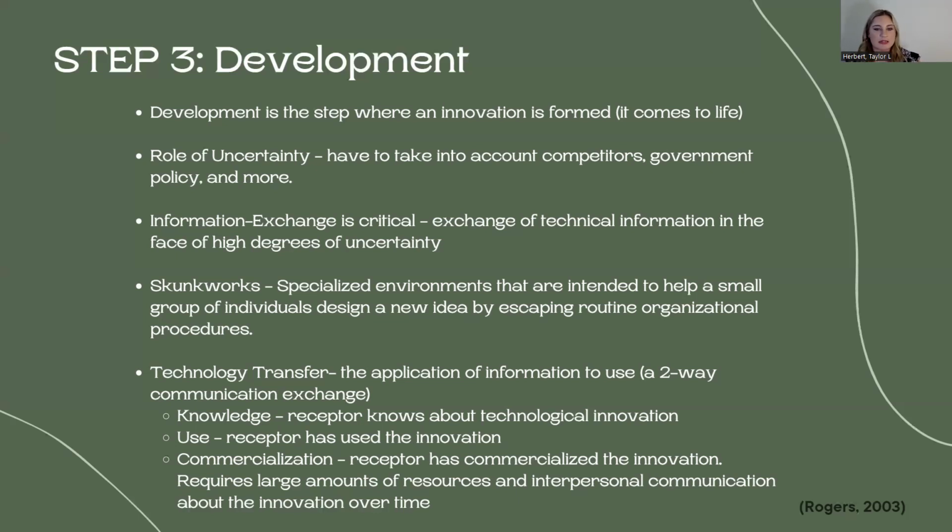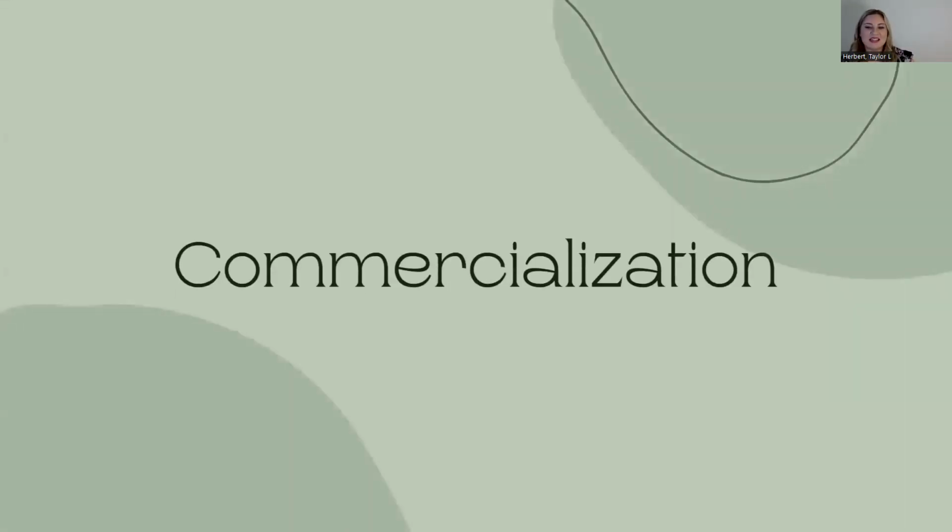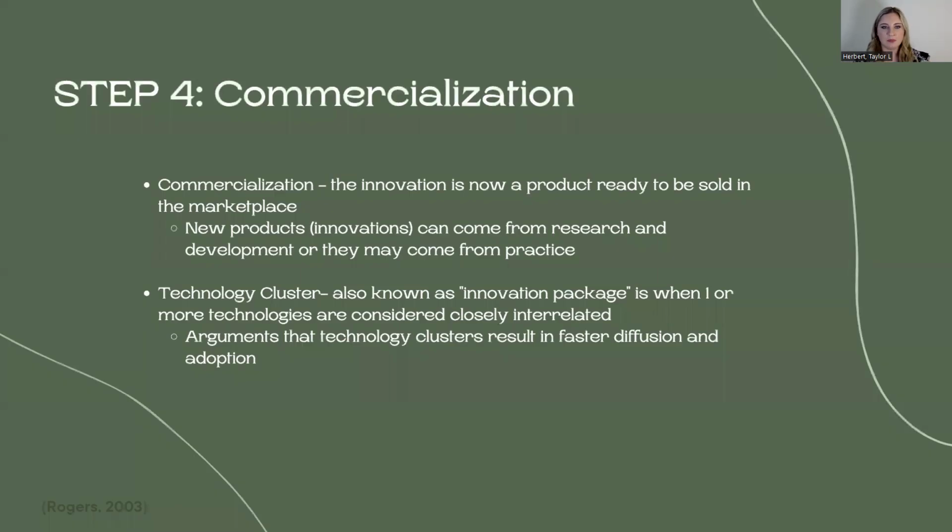And once the product is developed, that's where you get into that knowledge, use, and commercialization. And so actually our next step in the whole process is step number 4, commercialization. So this is the part of the process where your idea and your innovation had been researched and applied. That research was addressing a need, and then we move to the development stage. Your product is now developed, it's actually a real thing, and now we're at the stage where the innovation is a product and it's ready to be sold in the marketplace.